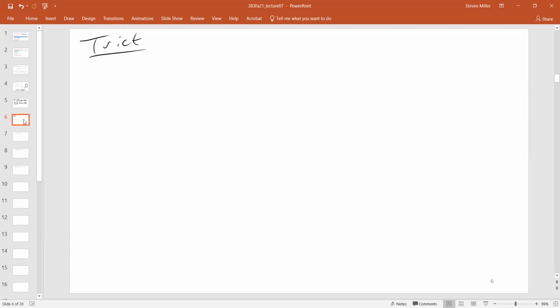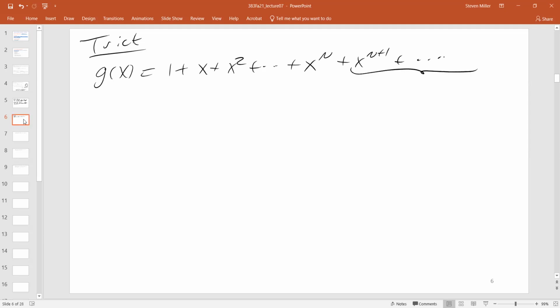A geometric series has a really nice property. If I give you g of x is 1 plus x plus x squared plus up to x to the n plus x to the n plus 1, going all the way up to infinity. So this is the sum, little n goes from 0 to infinity of x to the n. And what do you notice about the tail?